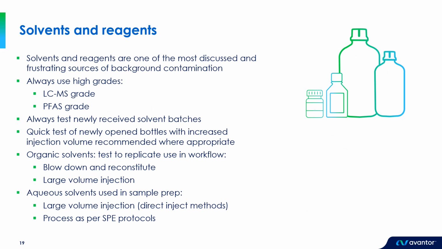So one final potential source of contamination I want to touch on is the solvents and reagents such as buffers, acids, and bases that we use in our analysis. Solvents are often one of the most discussed and can be one of the most frustrating sources of background contamination in PFAS analysis. Many analysts have reported significant batch-to-batch variation in background solvent PFAS levels, or have had difficulty finding solvents and reagents that are suitably clean for use.